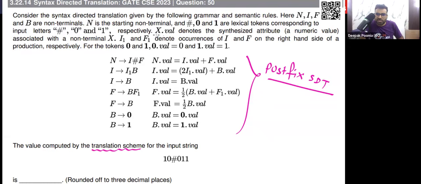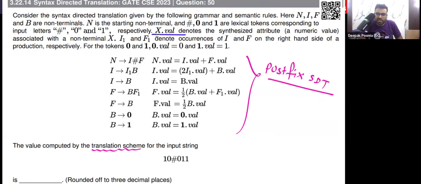Next, x dot val is the attribute for non-terminal x. So x dot val denotes the synthesized attribute. Don't worry about what synthesized means. This will become very clear when we study SDD, syntax directed definition. I told you SDD, syntax directed definition, and SDT, syntax directed translation scheme, are two different concepts. They are related to each other, but they are different. So right now don't worry about this synthesized. It will become clear in the next lecture.